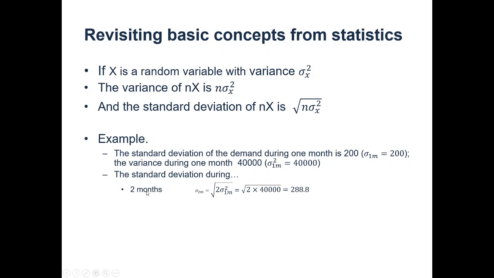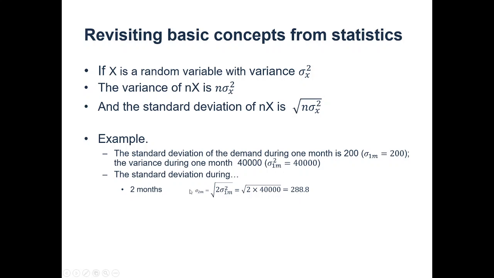we can calculate that over 2 months, for example, and the standard deviation of the demand during 2 months is the square root of 2 times the variance of the demand during 1 month, which is the square root of 2 times 40,000 computers, which is this number here.